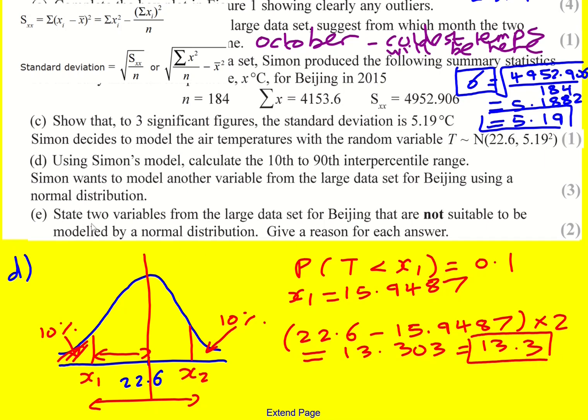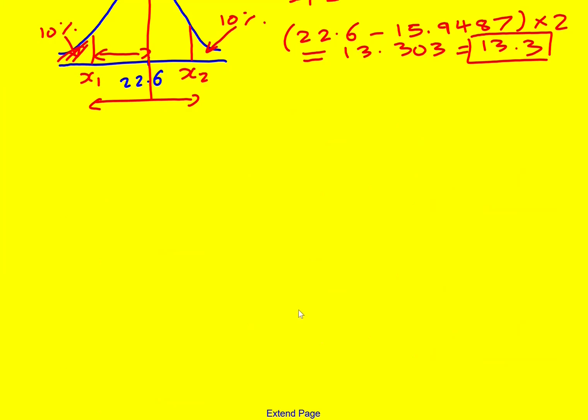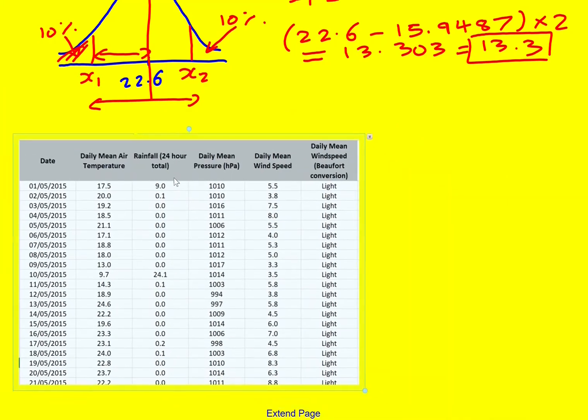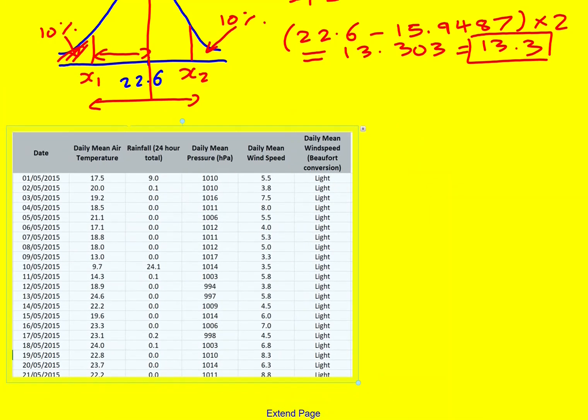Finally, another large data set aspect. State two variables from the set that are not suitable to be modeled by a normal distribution, giving a reason for your answer. So you need to know this really well. Daily mean air temperature was okay. Rainfall is not okay because there's lots of zeros. It's just not going to fit this kind of curve very well. Lots of days with zero rainfall, it's not going to be symmetric.